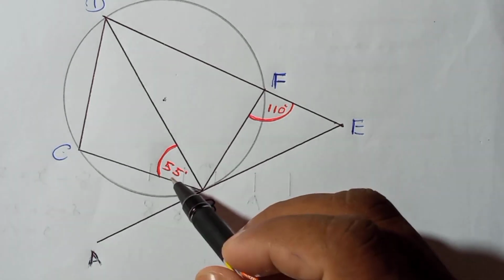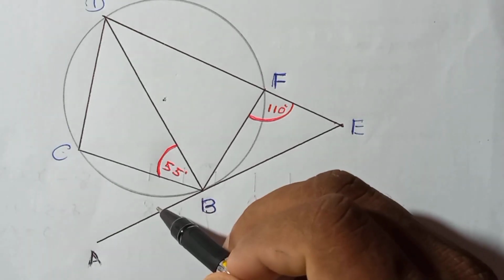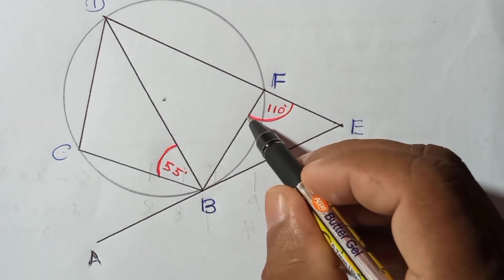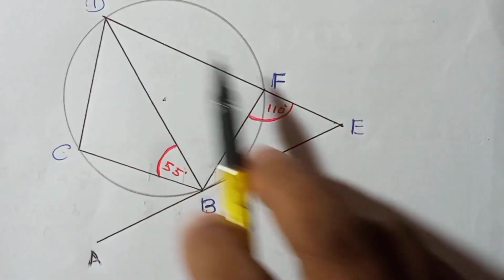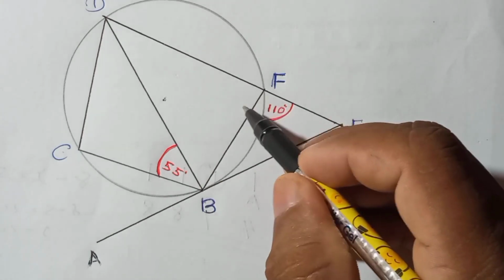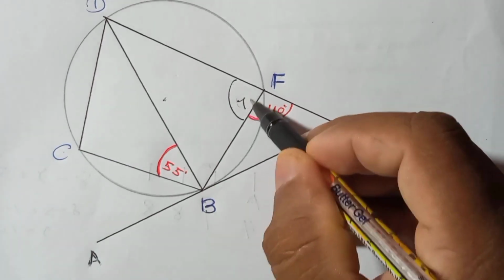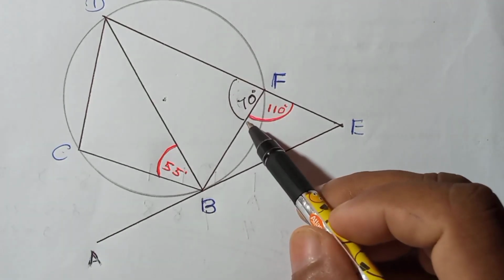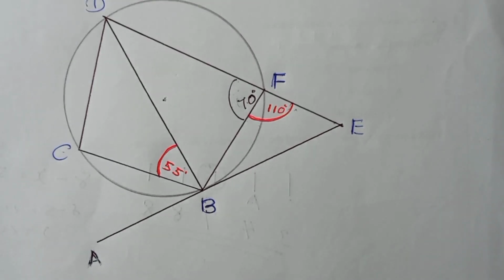Here, I'm not trying to get this one now, but I can find this angle easily, because why? Here 110, and we know DFE is a straight line. So whether this is 110, then this should be 70, because we know angles on a straight line add to 180. That means this one and this one together must be 180. So this is 70.